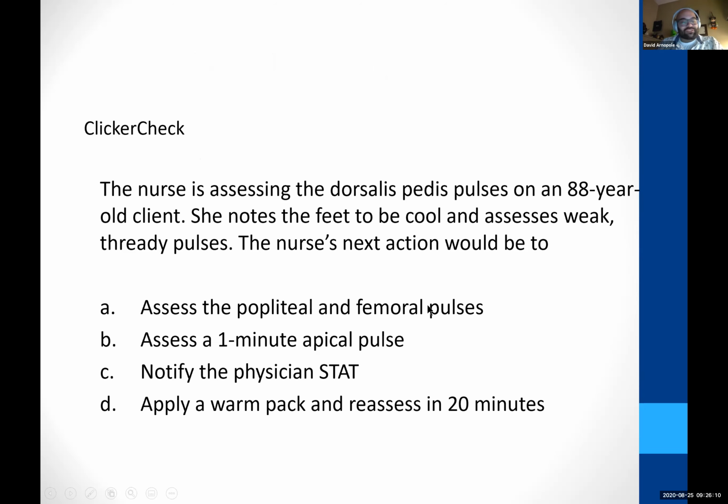Hey, more questions. The nurse is assessing the dorsalis pedis pulse on an 88-year-old client. She notes the feet to be cold and assesses weak, thready pulses. The nurse's next action would be to what?